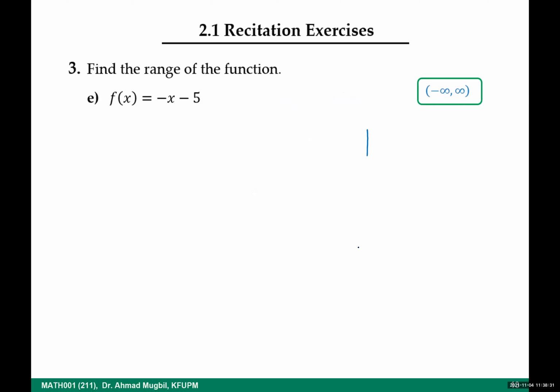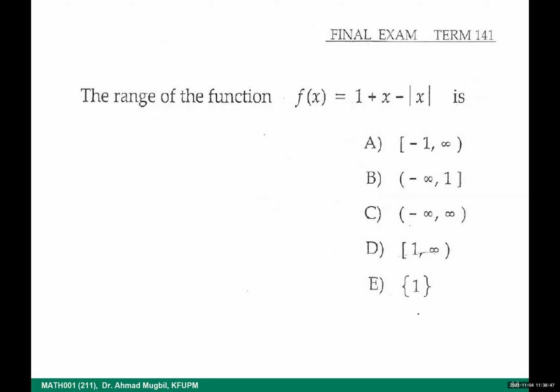So the range for this one is all the real numbers. If you sketch the graph, when x is 0, you will get what? -5. When x is, for example, -5, it will be what? 0. Here, this is your line, the graph of this function. Now find the range of this function, please. This is an old exam question from the final exam of term 141. Find the range of this function.